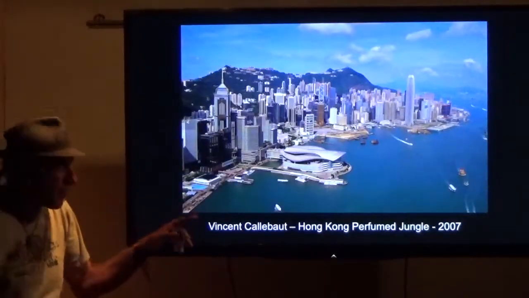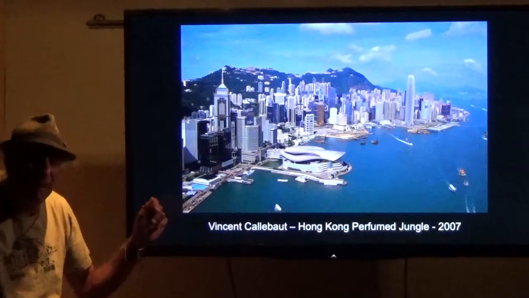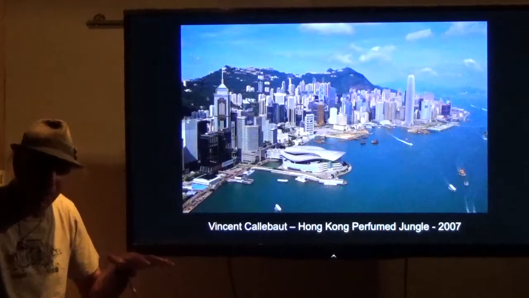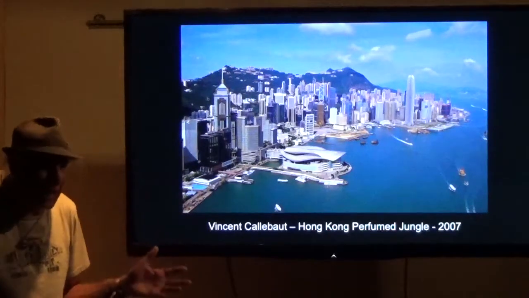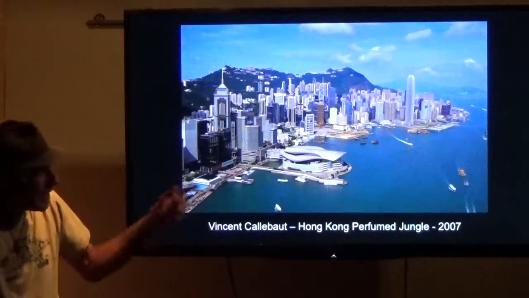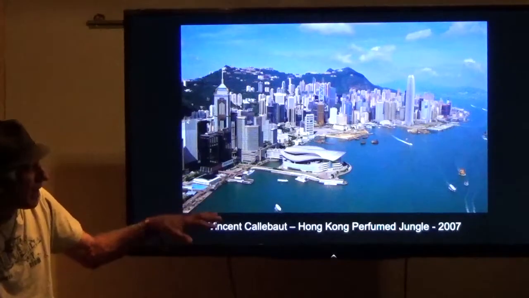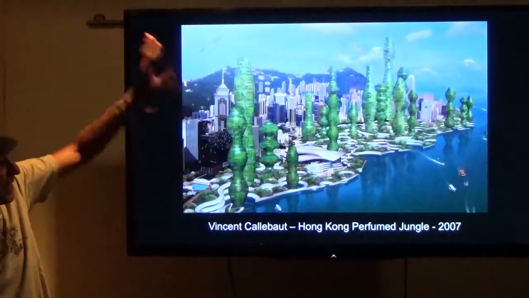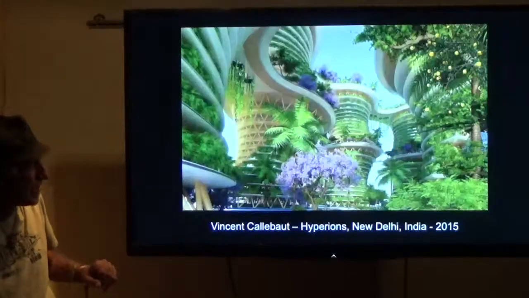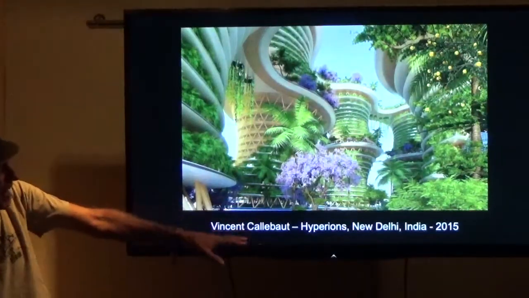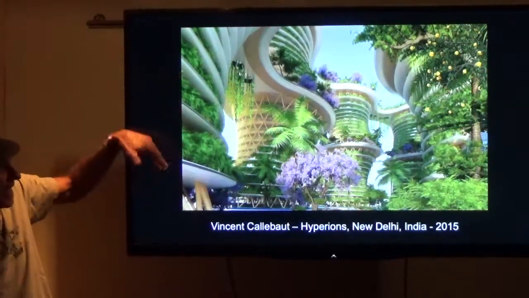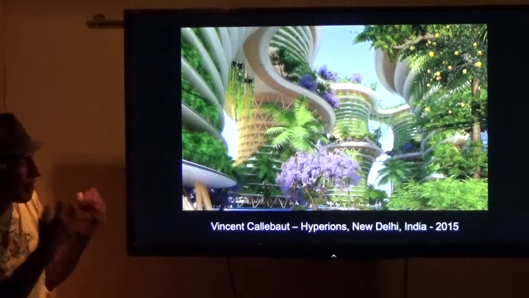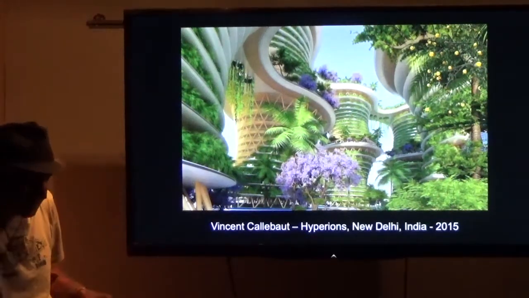That brings us to the most recent discovery, this architect. He's a Belgian architect practicing out of Paris, and he's not very well known in the United States, but in the rest of the world, he is super successful and popular. This is a proposal for the harbor of Hong Kong. That's what it looks like now, and this is what he's proposed in these, again, green megastructure towers. And then in India, he has this Hyperion structure that, again, is a three-dimensional apartment building, but it incorporates all the greenery to make for this beautiful space.